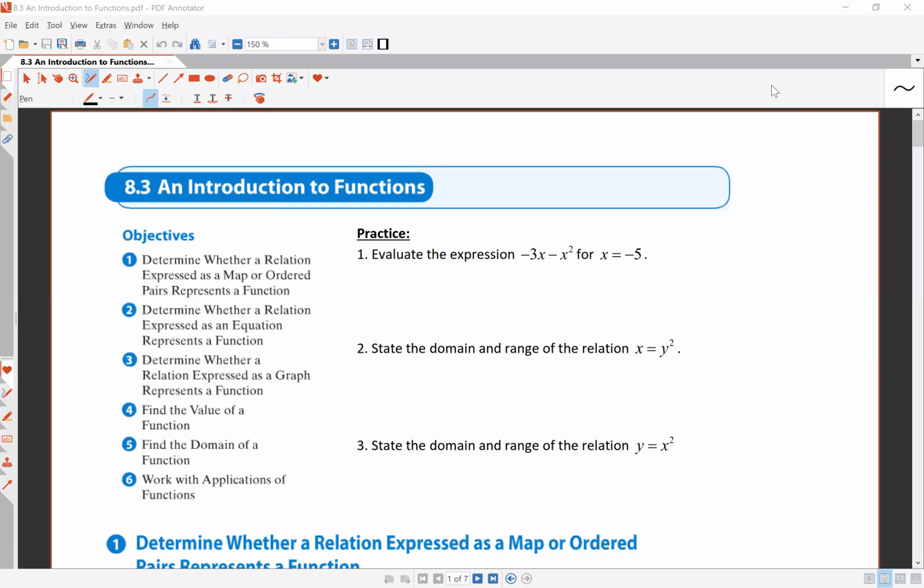This video covers Section 8.3, an introduction to functions, practice problems.